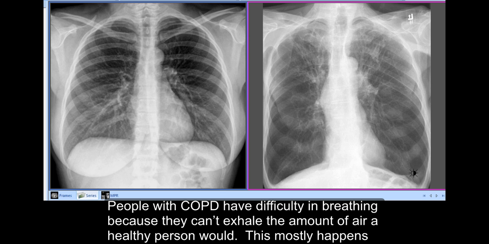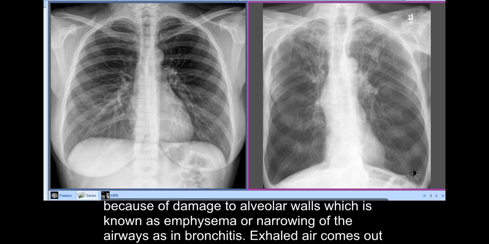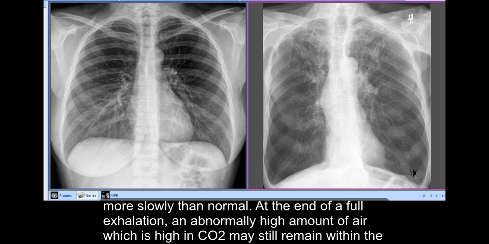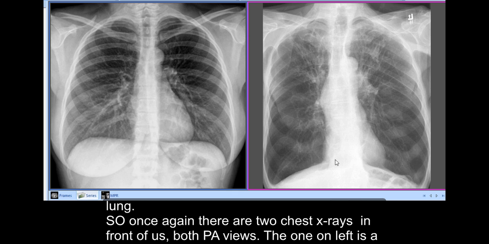People with COPD have difficulty in breathing because they cannot exhale the amount of air a healthy person would. This mostly happens because of damage to alveolar walls, which is known as emphysema, or narrowing of airways, as in bronchitis. Exhaled air comes out more slowly than normal, and at the end of full exhalation, an abnormally high amount of air, which is high in CO2, may still remain within the lung.